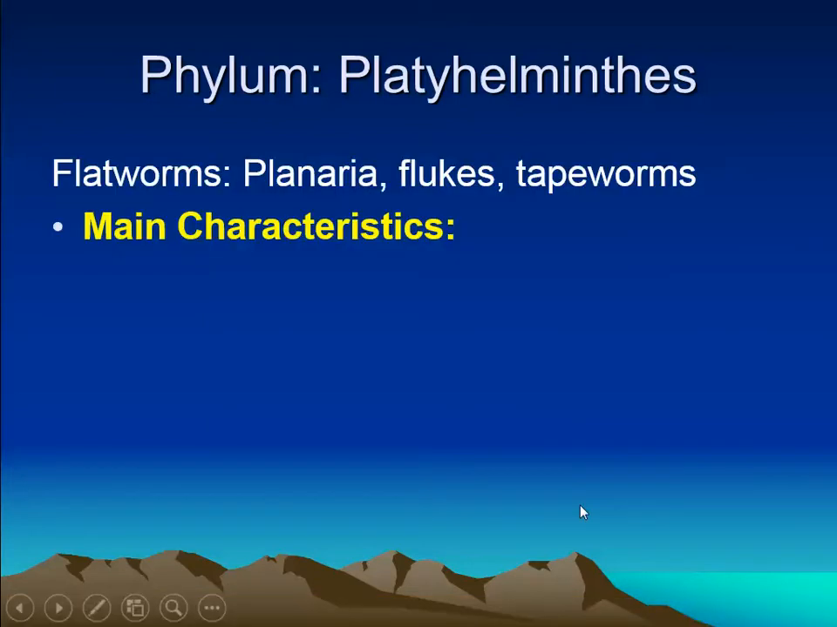All right, so Platyhelminthes, as I just said, planaria, flukes, and tapeworms. Main characteristics, this might shock you, they're flat. This is how I like to remember it. Flat, flat. Platyhelminthes are flatworms. There, have you gotten your tuition dollars worth today?